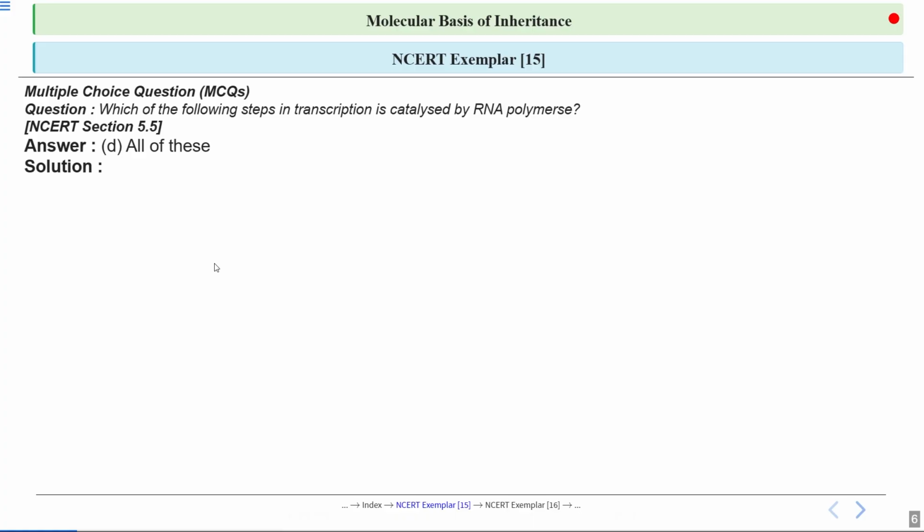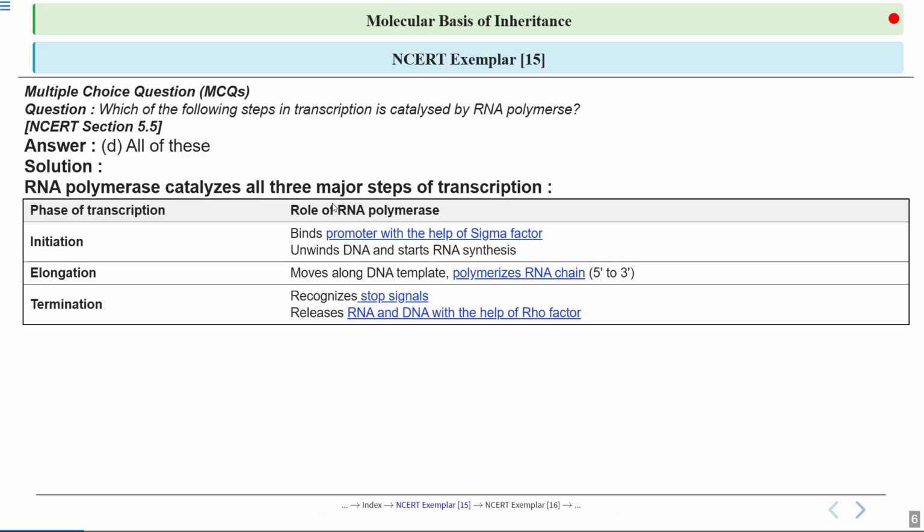RNA polymerase is involved in all of these reactions. Okay, so transcription can be divided into 3 stages: initiation, elongation, and termination. Now, what happens during initiation? So RNA polymerase will bind to the promoter region. And this binding to the promoter region, you can say, is done with the help of sigma factor.